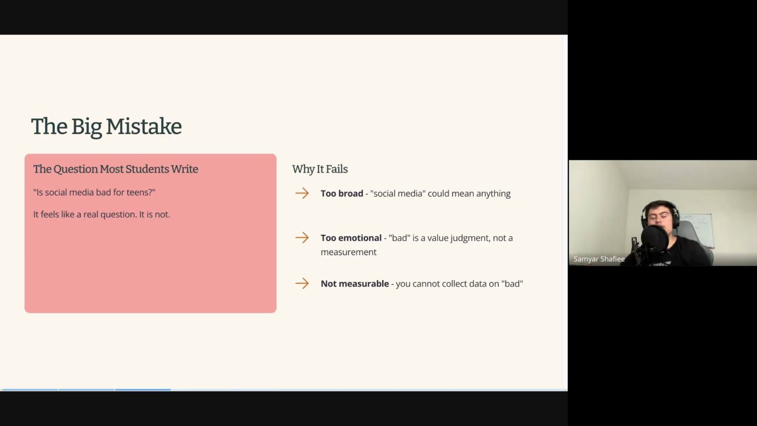And it's not measurable, of course. For example, how are you going to measure how it is bad for teens? What does bad mean? You have to define bad.